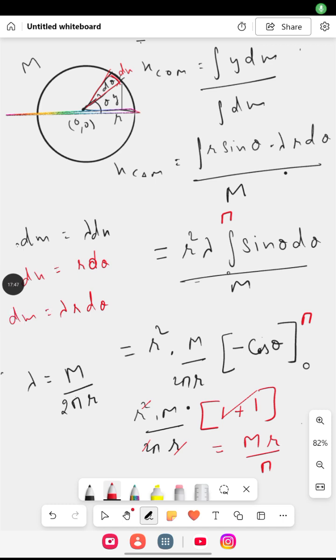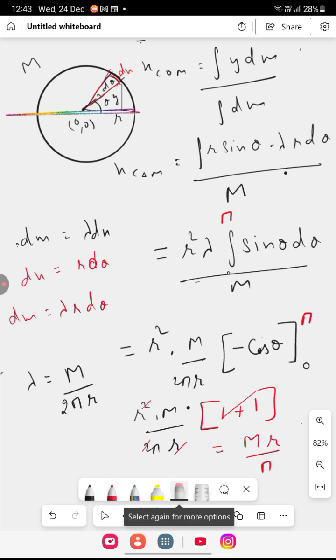The mistake we have made here is that we forgot the mass in the denominator, and also our lambda is M by 2 pi r, which we have taken, but it will be M by pi r because our ring is now half, and the circumference of a half circle is pi r, so our lambda will be M upon pi r. Okay, so let's correct it.